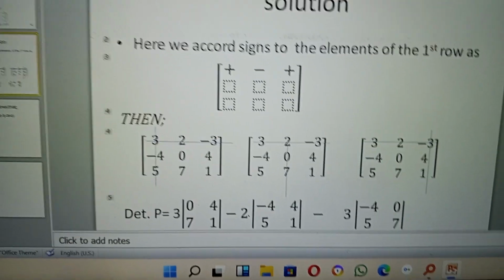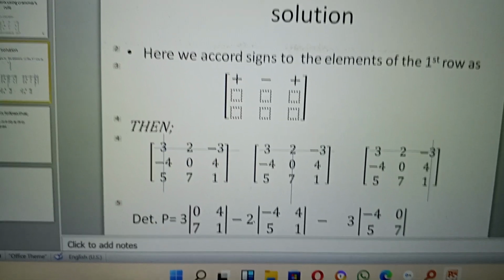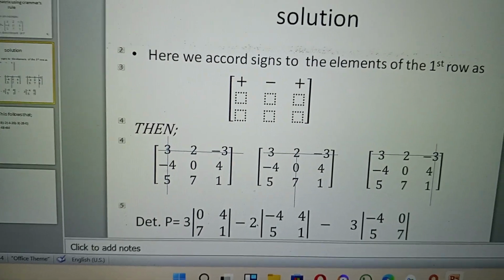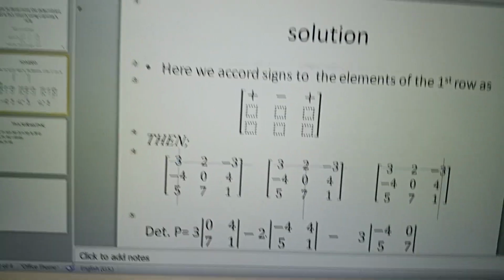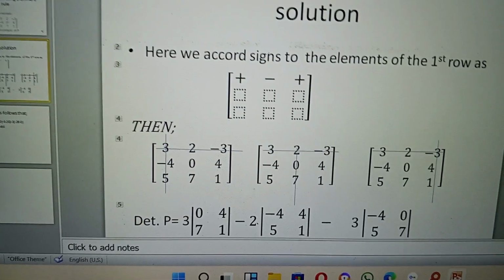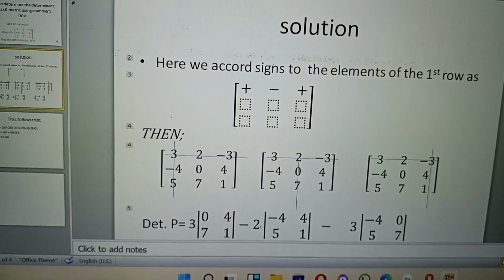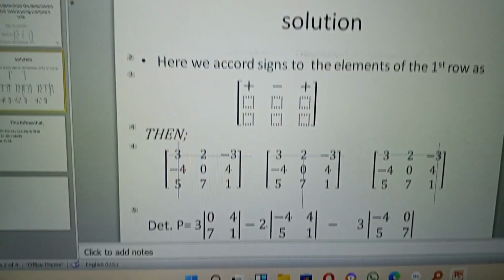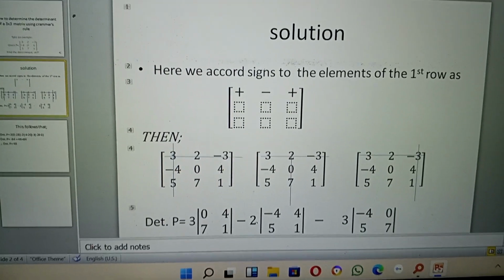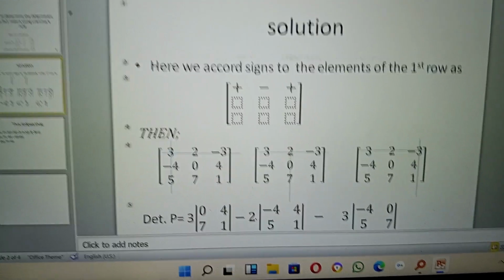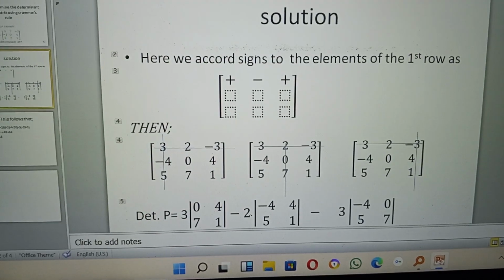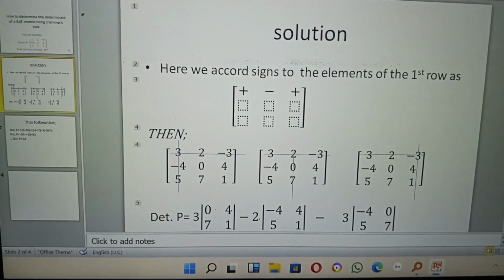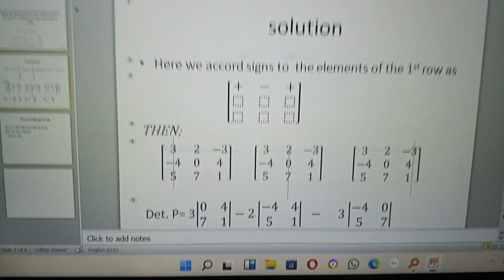Minus 2, a scalar, times the determinant of the minor matrix after crossing out the first row and the second column, because the 2 is in the second column and the first row. So we cross out that first row and the second column, and we remain with a minor matrix negative 4, 4, 5, 1. So the scalar negative 2 is going to be multiplied with that minor matrix.